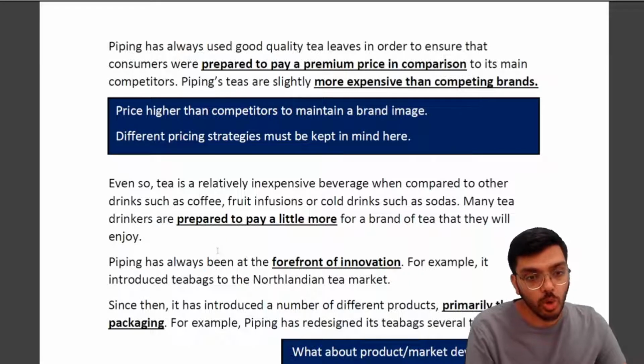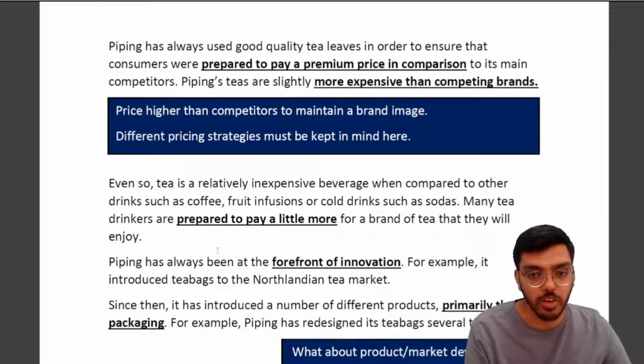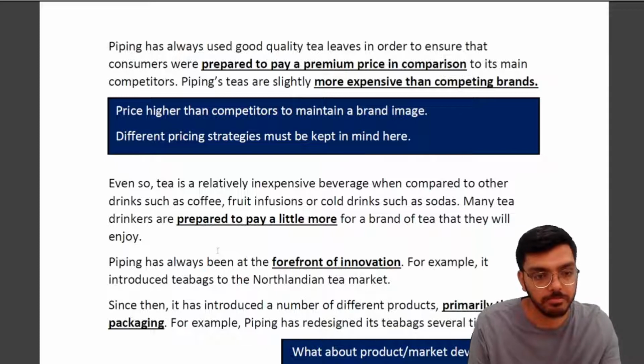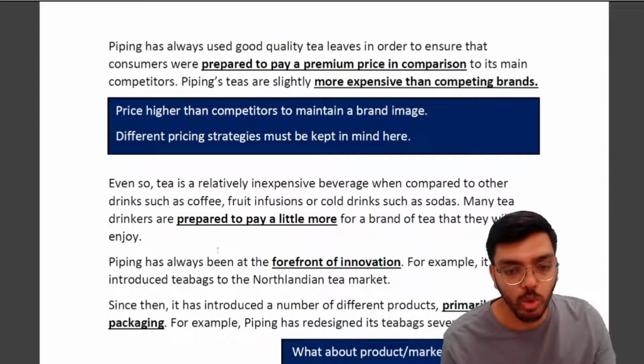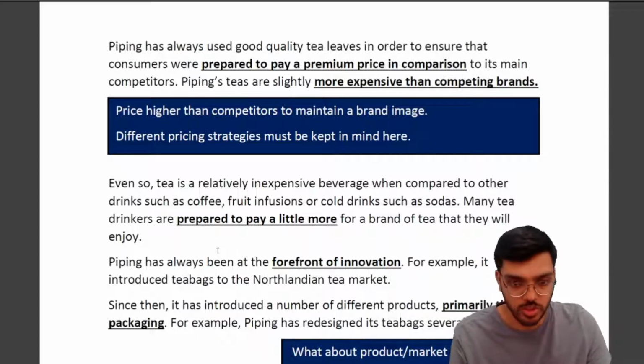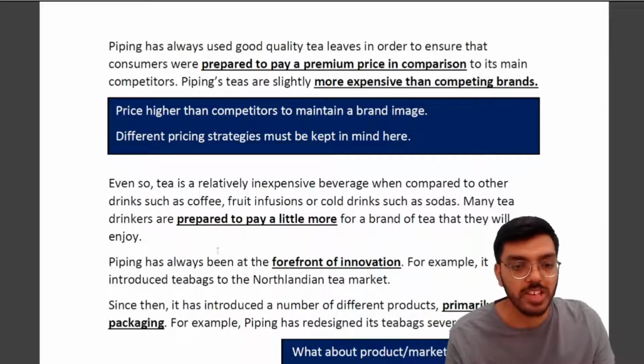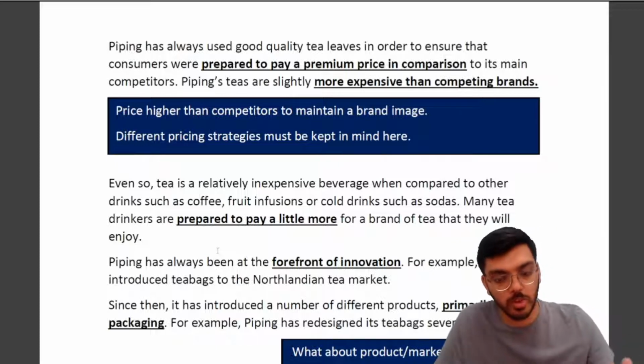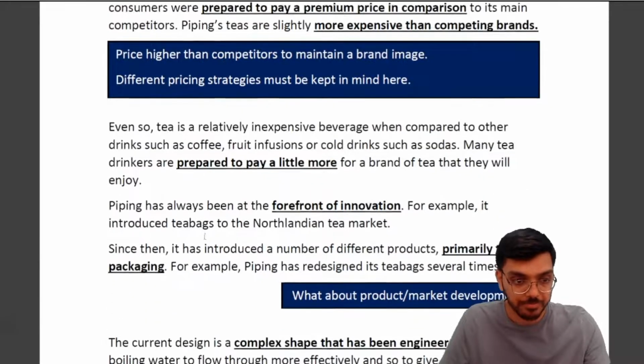Next, even so, tea is a relatively inexpensive beverage when compared to other drinks such as coffee, fruit infusions, cold drinks. Many tea drinkers are prepared to pay a little bit more for a brand of tea that they enjoy. If you like the taste of a particular tea, you'll always buy that. Piping has always been at the forefront of innovation. We know this, it's true to our culture. For example, it introduced tea bags to the Northlandian tea market. We were the first company to introduce something called tea bags in this market.